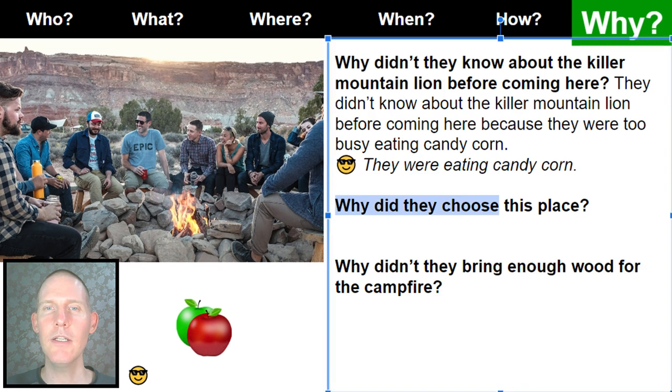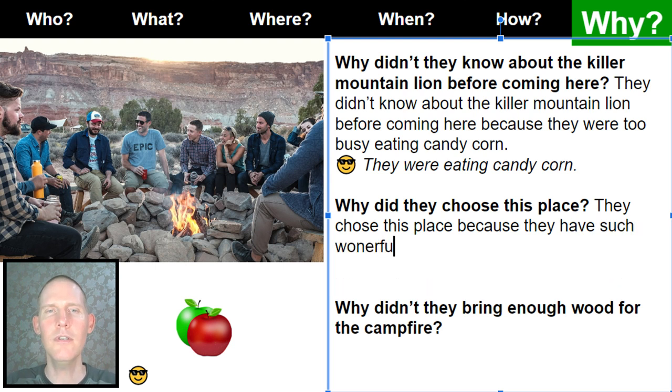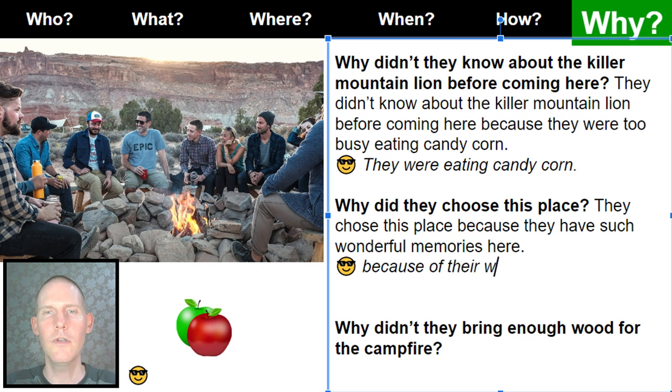All right, so why did they choose this place? The full answer could be they chose this place because they have such wonderful memories here. And the short answer is not frowning. Short answer is going to be with the guy with the sunglasses. We could say because of their wonderful memories.